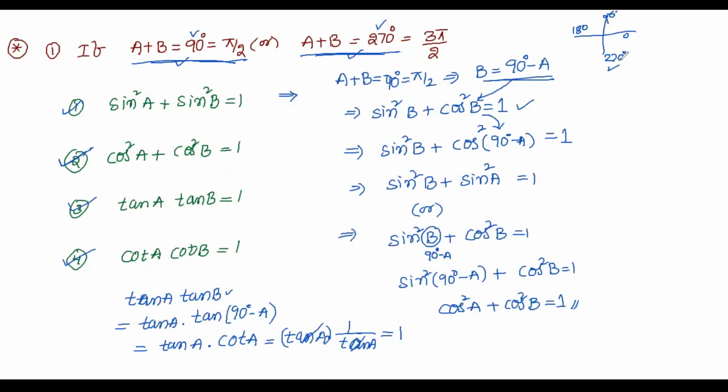Not only 270, you add 360 for this. Not only 90, you add 360 for this. Means 450 also. If it is given a plus b is equal to 450, then also these 4 formulas will work always. Okay, guys? Yes, this is about the first one. Now we'll see the second one also.